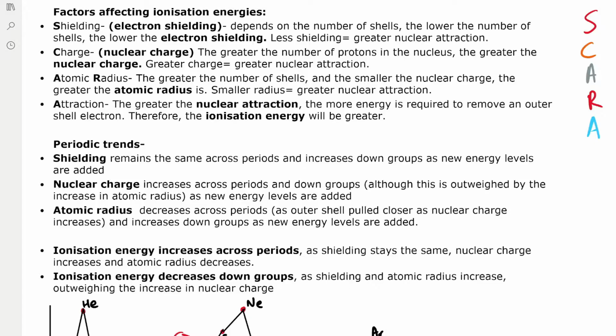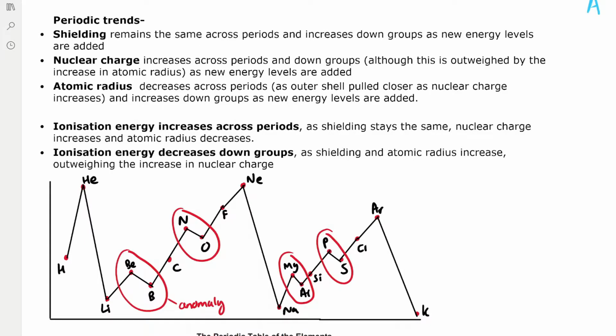So attraction, the greater the nuclear attraction, the more energy is required to remove an outer shell electron. Therefore, the ionization energy will be greater. So ionization energy is essentially a measure of the nuclear attraction to the outer shell electrons. So periodic trends, shielding remains the same across periods and increases down groups as new energy levels are added.